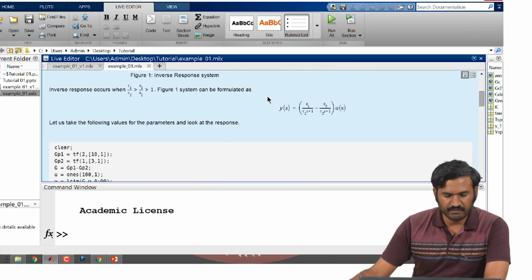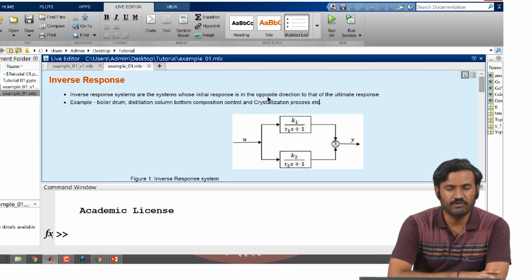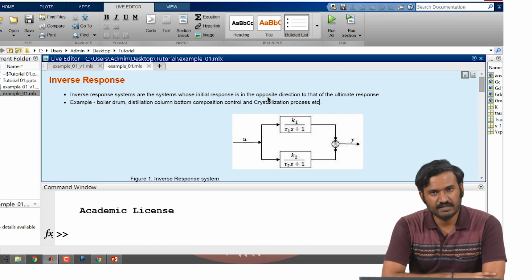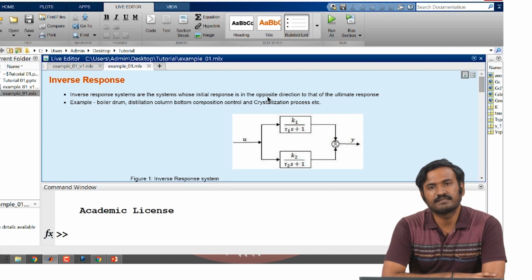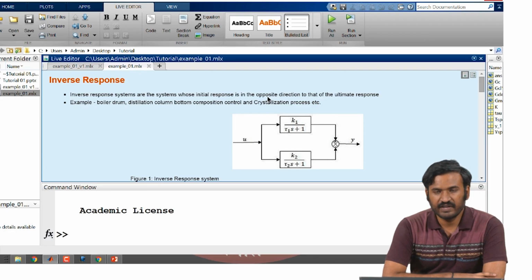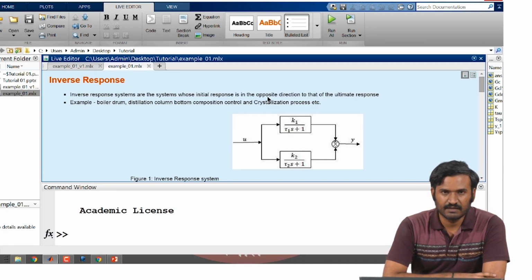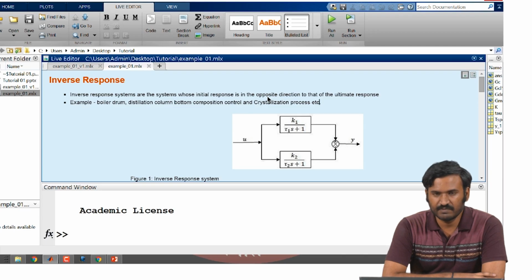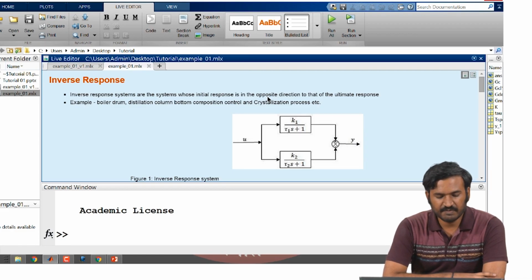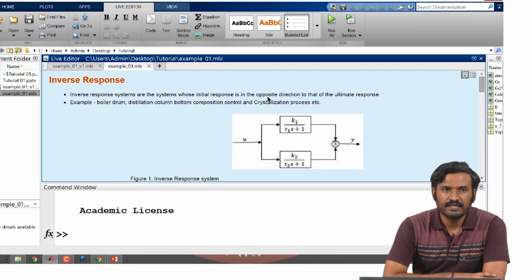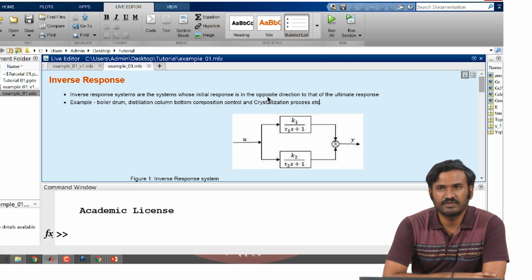Such responses can be found in boiler drum, steam boiler drum operation, distillation column bottom composition control, crystallization and similar processes. Whenever there are two parallel first order processes combined together to give an output, such processes display inverse response. So, the idea is whenever you give a step input, the system will initially respond in the opposite direction of the final value.